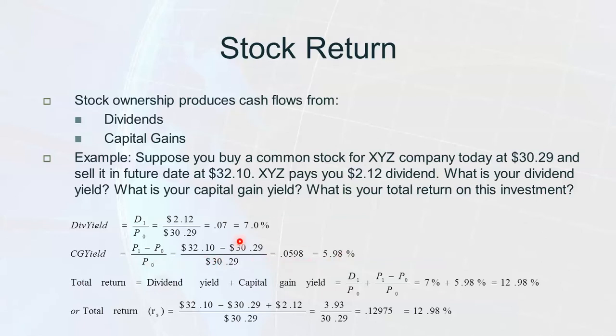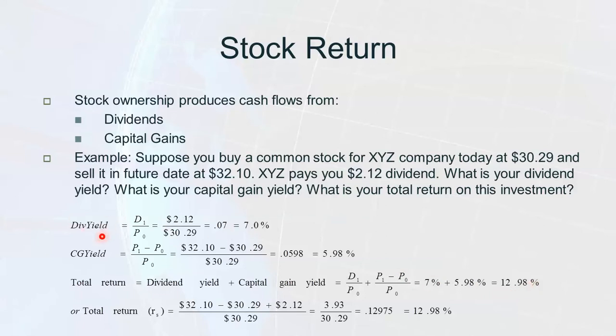So in this case we have a 7% dividend yield and a 5.98% capital gain yield. That means the price changed by 5.98%, and the dividend yield was 7%. All right, so your total return, if you add 7 plus 5.98, is going to be 12.98%.